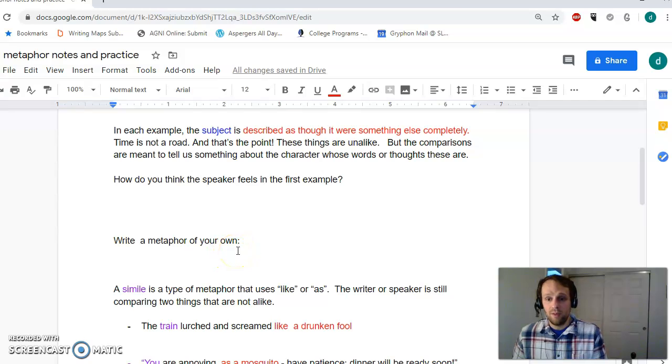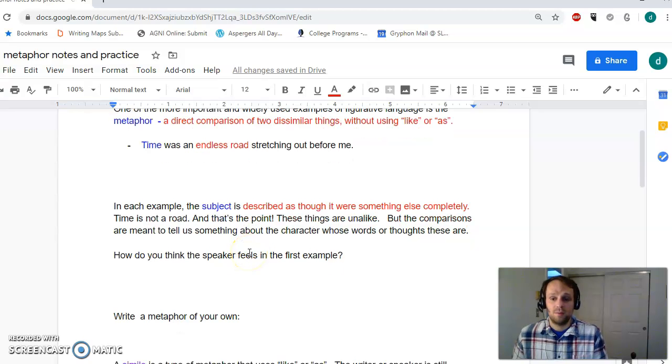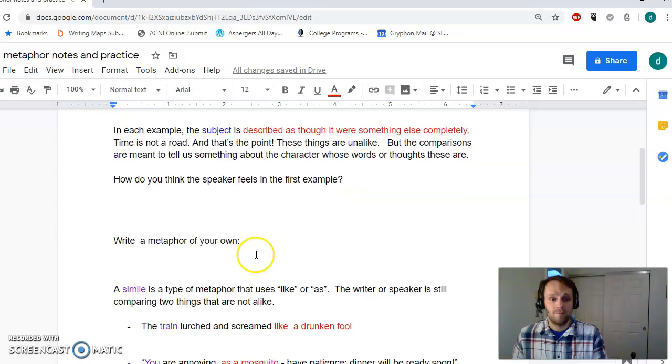Can you write a metaphor of your own? Again, you'll have to compare directly two things that are unalike without using like or as. Maybe give it a try.